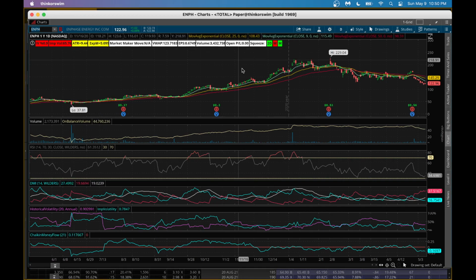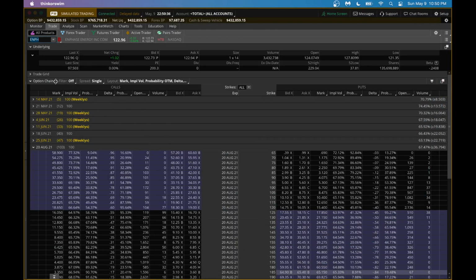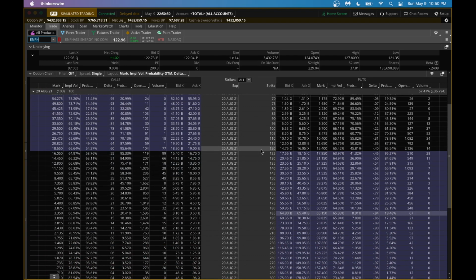We are looking from a beaten down stock perspective, from a low volatility perspective. Let's go to the option chain here. So it's a $122 stock. As you can see, the stock is trying to bounce after the bad earnings. That's when you typically want to get in. So now, $122 stock. I can go here. If I'm conservative, I could do 115, 125. That's a good spread to buy.